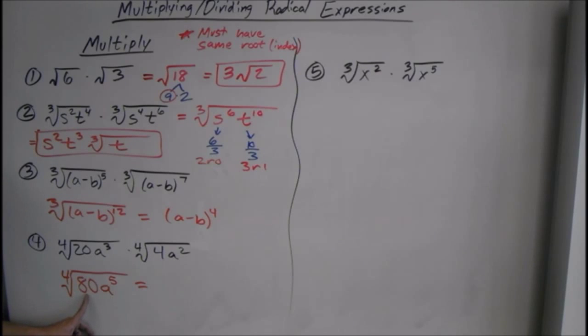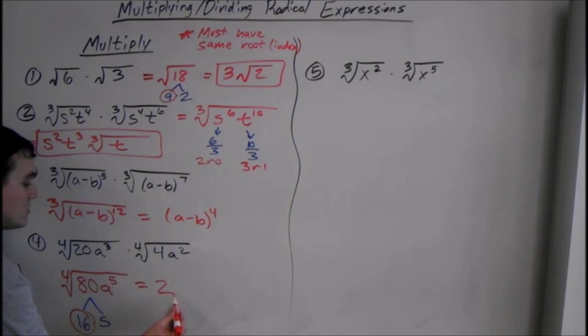we need to look at 4th roots, or perfect 4th powers that go into 80. So 1 to the 4th power is 1. 2 to the 4th power is 16. 3 to the 4th power is 81. Dot, dot, dot. 16 will go into 80. So we could break out the 80 into 16 times 5. Well, we can take out the 16. The 4th root of 16 is 2.